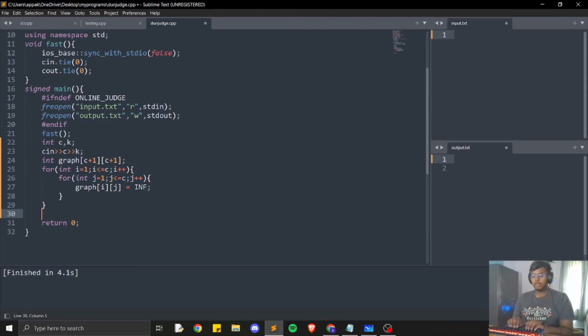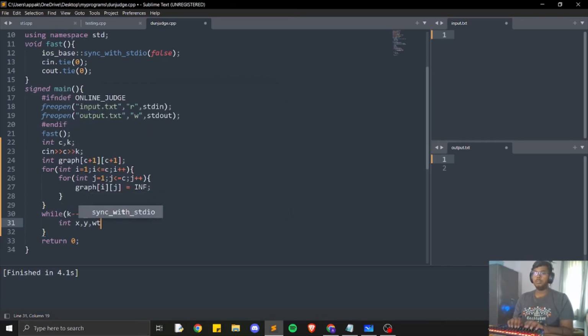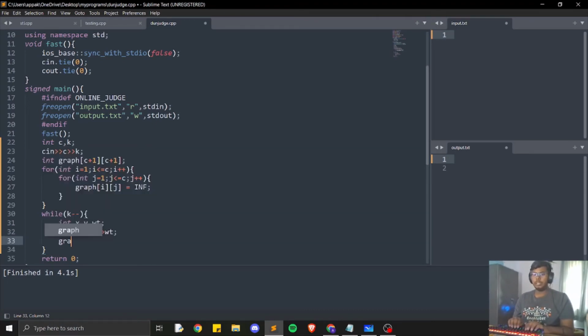Now let's take the input. While k--, there would be three variables. The first two are x and y, which are the nodes, and the third one would be the weight between them, that is basically the price between the flights. Then we will take the input c in x, y, weight, and let us add this to the adjacency matrix. Graph of x of y is equal to weight, and graph of y and x is equal to weight.